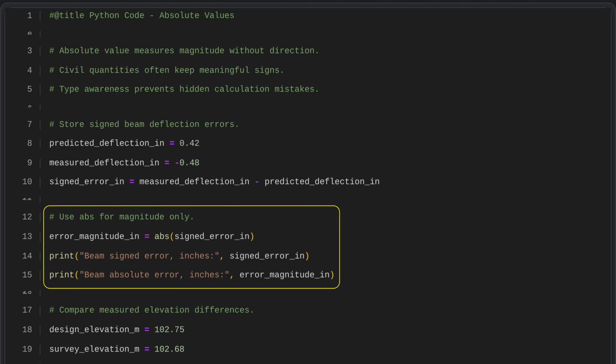Use the absolute value function to find the magnitude of the signed error, removing whether it is positive or negative. Then, compare the original signed error in inches with the absolute error in inches, so you can see both the direction of the error and its size.